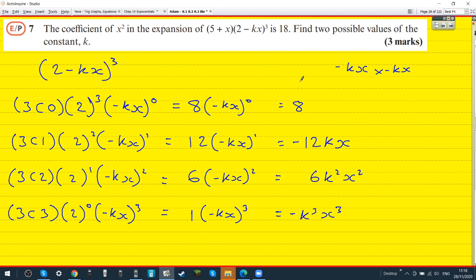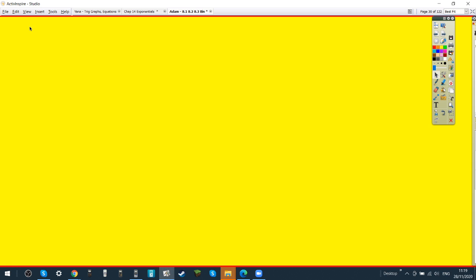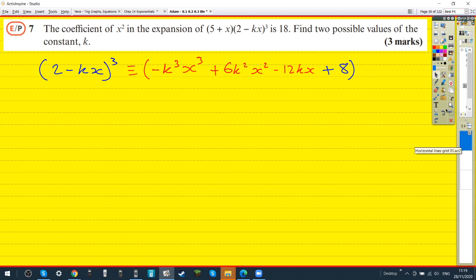Okay. So if we were to rewrite this question, what is the expansion of this bracket? It'd be minus k cubed x cubed. You don't always have to put them backwards, but okay. 6k squared x squared, minus 12kx, and then plus 8. Plus 8. Okay. Let me just get rid of that. Copy that. Okay. So we need to multiply that by 5 plus x.